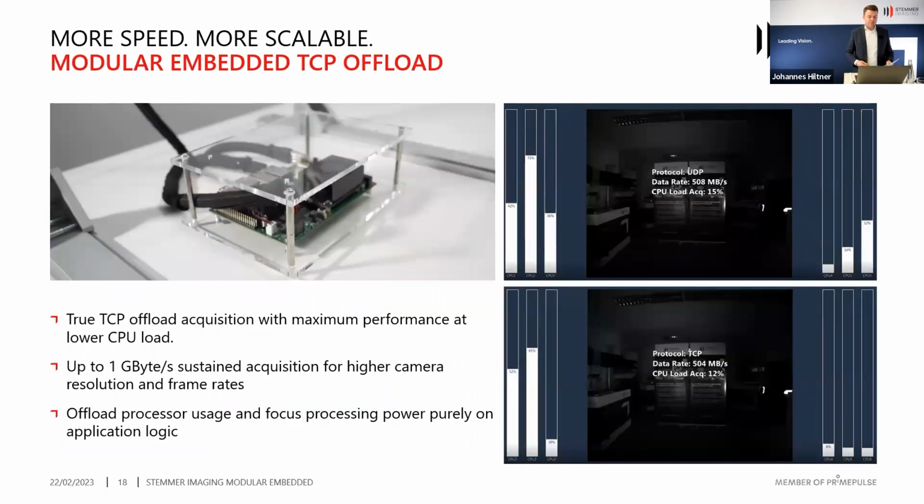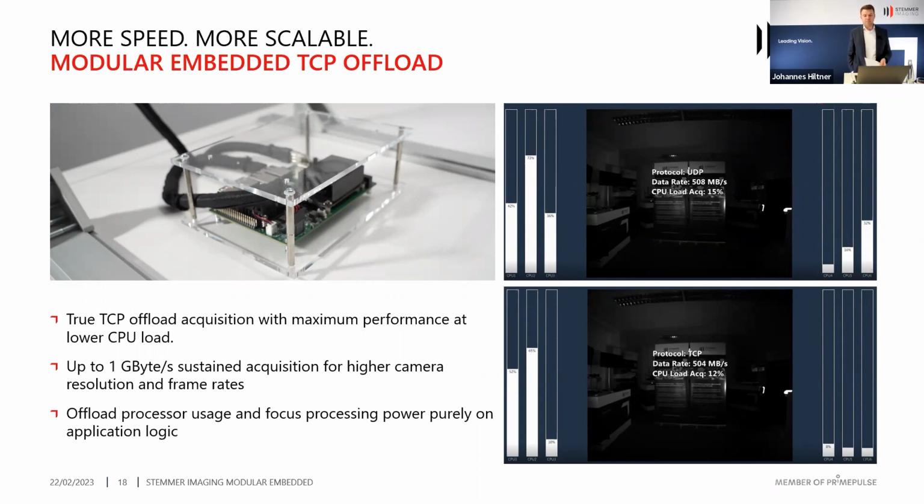When it comes to TCP offload functionality, this is an extension of the GigaVision standard, which we developed together with our partner Allied Vision, which is basically a hardware accelerated capability of unpacking the packages from the TCP protocol without the need of CPU processing power. So this allows for maximum performance at very low CPU load, and this allows also for up to 1 GB of sustained acquisition for high camera frame rates.